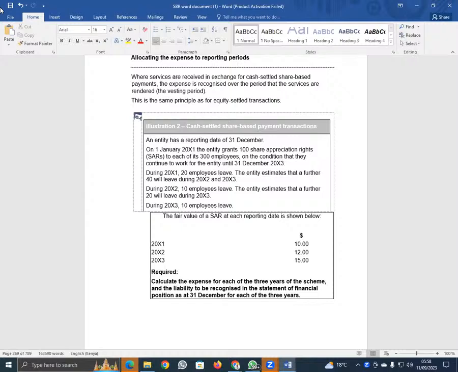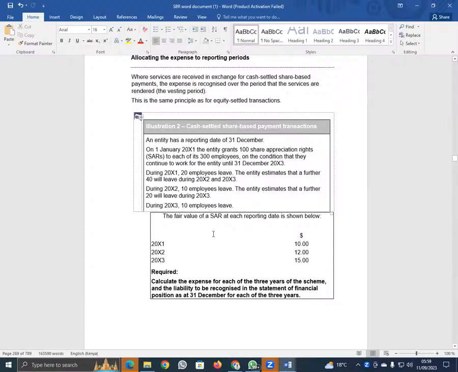This is like a tongue twister. Those tongue twisters, if can tie a tie, and untie a tie. We'll go to understand this. So you're told here during 2022, 10 employees leave. The entity estimates that a further 20 will leave during 2023. During 2023, 10 employees leave.